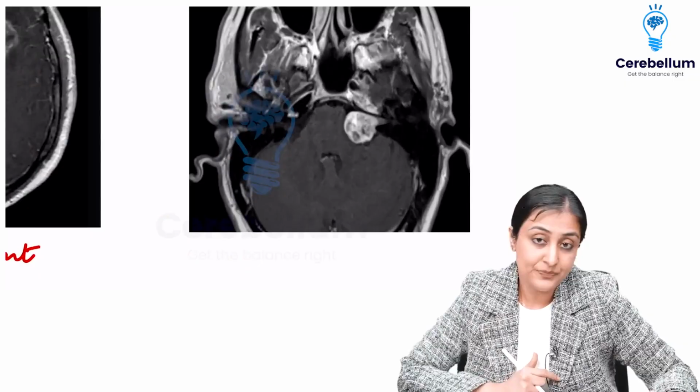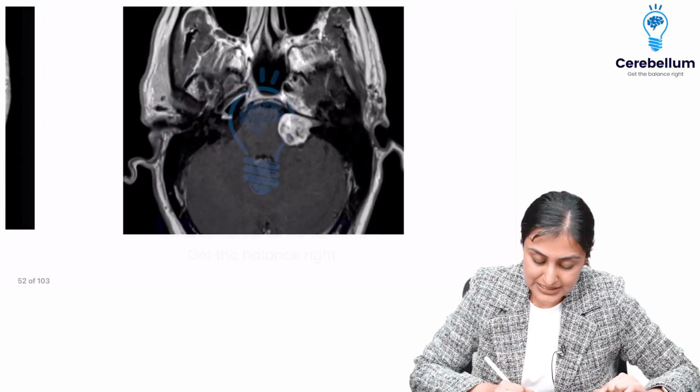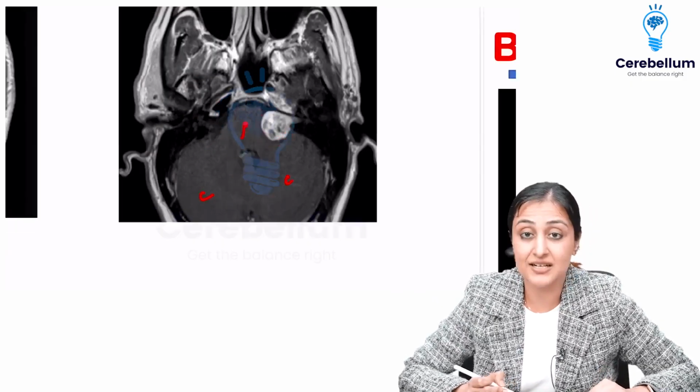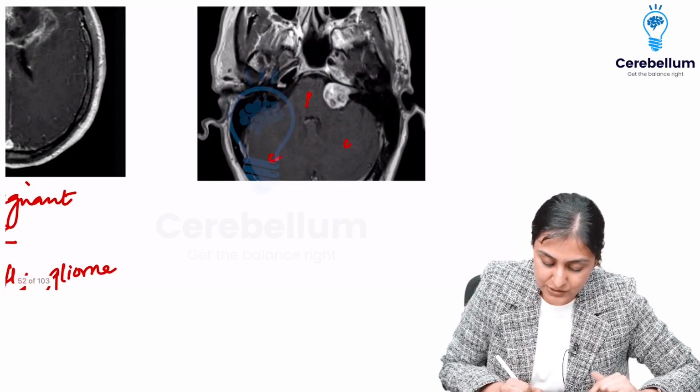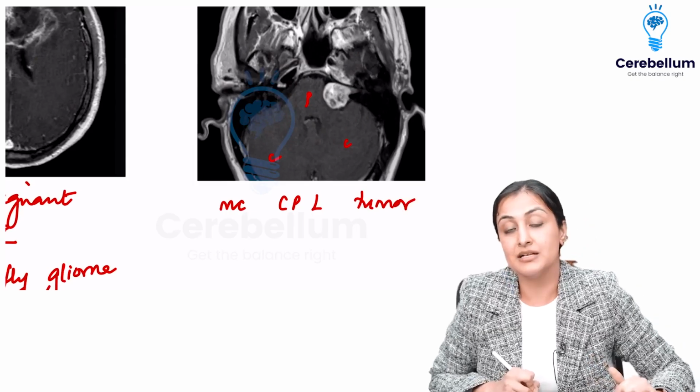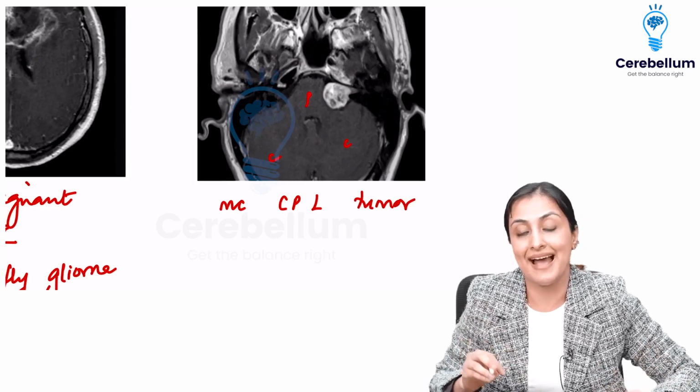The next one, the location is the hallmark. You can see this is the pons and these are the cerebellar hemispheres. So this is located at the CP angle. So this is the most common CP angle tumor. CP angle meaning cerebellopontine angle.